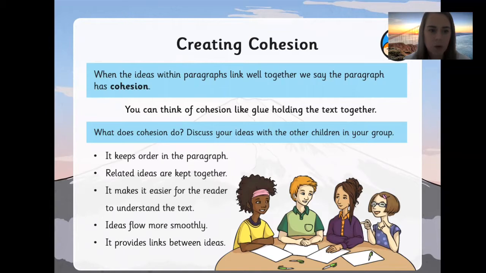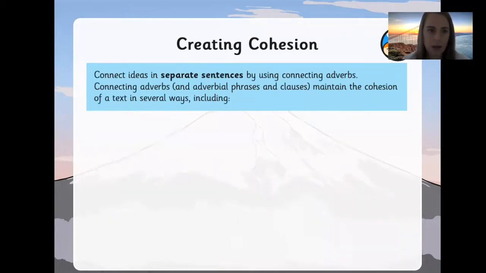Wonderful. So it keeps order in the paragraph. It keeps related ideas together. It makes it easier for the reader to understand the text. It ensures that ideas flow more smoothly, and it provides links between ideas. Okay, so we need a certain type of word to ensure that this happens. To create cohesion as well, we might also need to connect ideas in separate sentences. Okay, so we need to use connecting adverbs, or what we call them now, conjunctions.